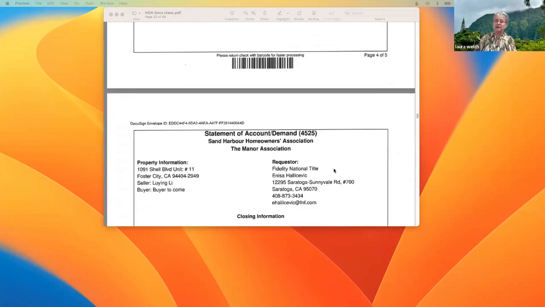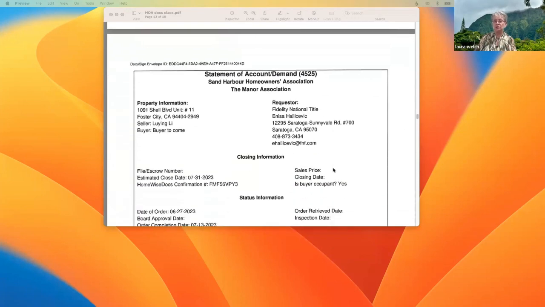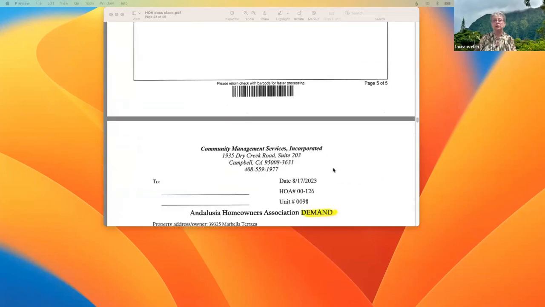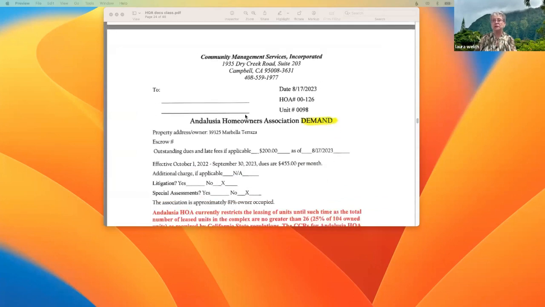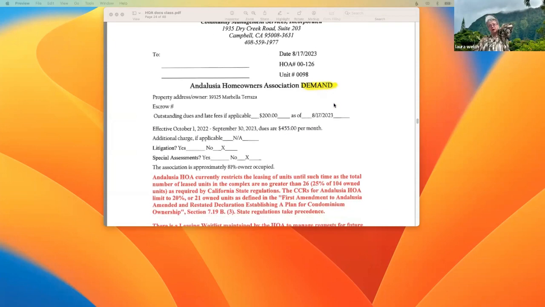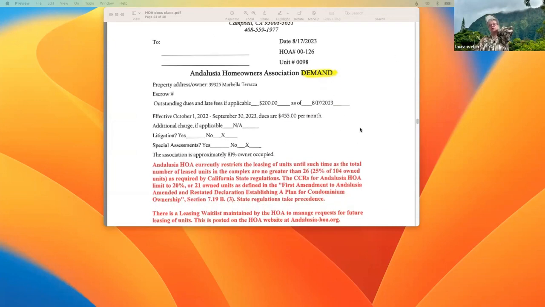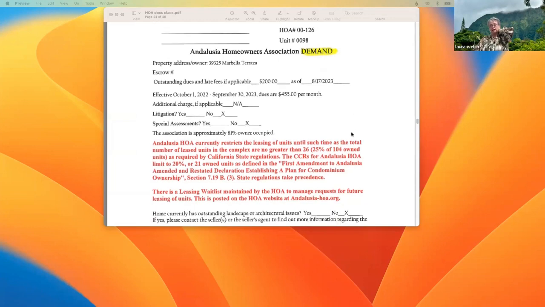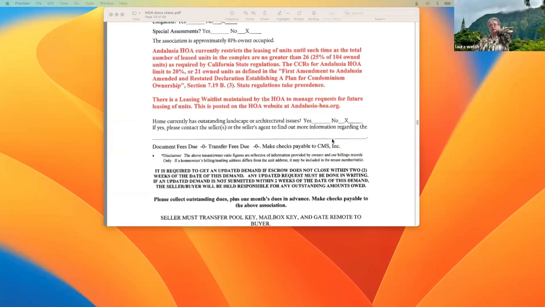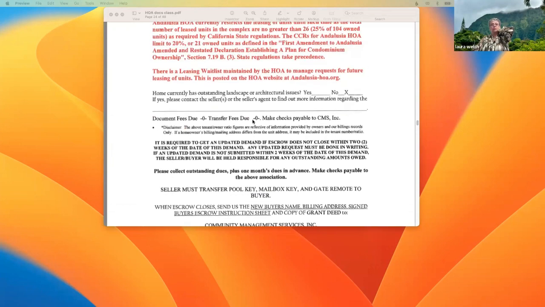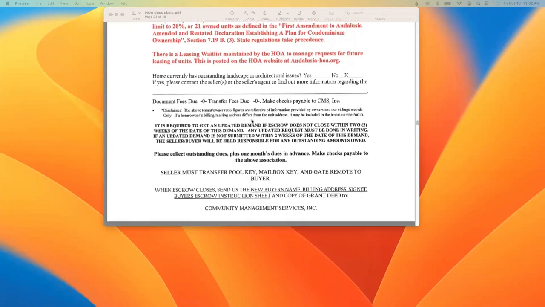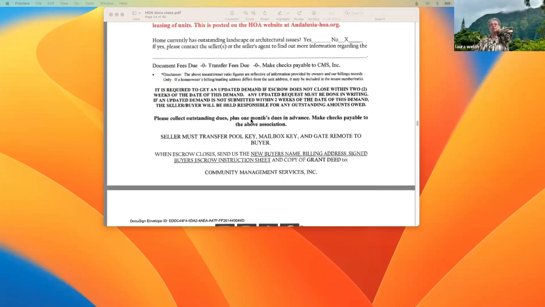And if you're on the buy side, you need to know what to look for. This is one that Dry Creek, the community management company, is doing, and they have their own format. As long as we have the information, we're fine. We just need the right information. Radhika, I think this is the one you sent me. Yeah, and we're seeing this format more and more.